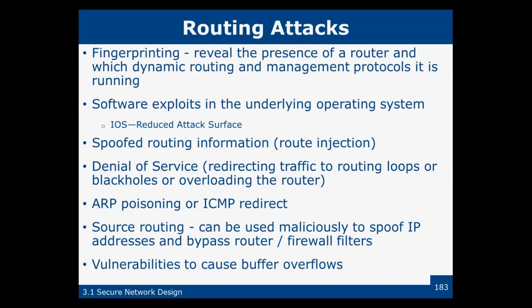There could be spoofed routing information, using route injection, where the information gets sent to where the hacker wants it to go, rather than where we, the administrator, want it to go. There could be denial of service attacks on these things, redirecting traffic into routing loops or black holes. And if we go into a routing loop, since we have a time to live at layer 3, the packet will eventually die and it'll just go away. They could use ARP poisoning or ICMP redirect.